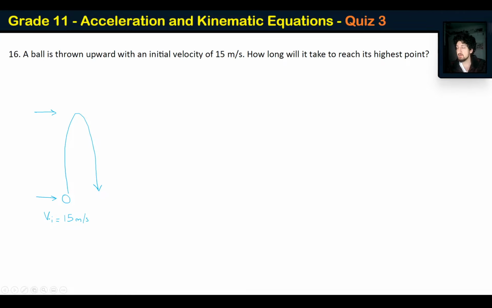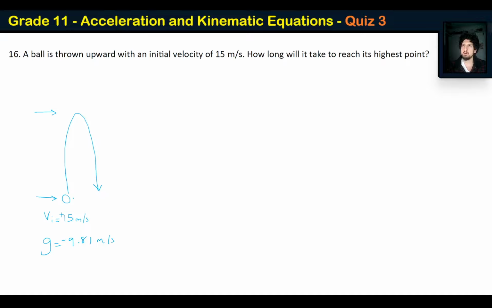However, now the velocity is going up, so I'm going to have to put positive 15, and then the acceleration that's acting on the ball is always going to be down. So g is negative 9.81 meters per second squared. This time, it matters to put the signs. This is a situation where it's important to put the signs because they are opposite to each other. We've got the initial velocity. What are they asking for?